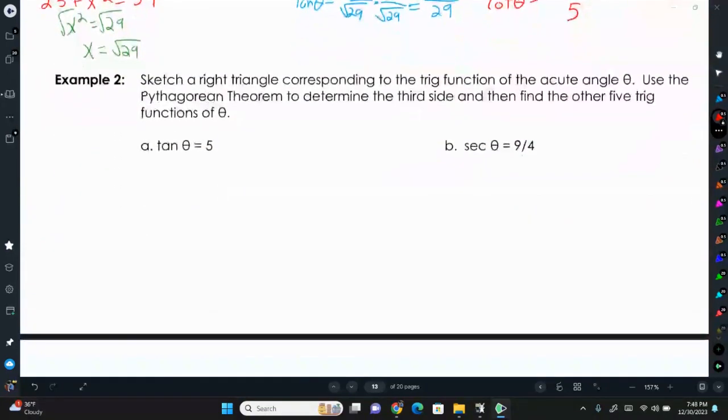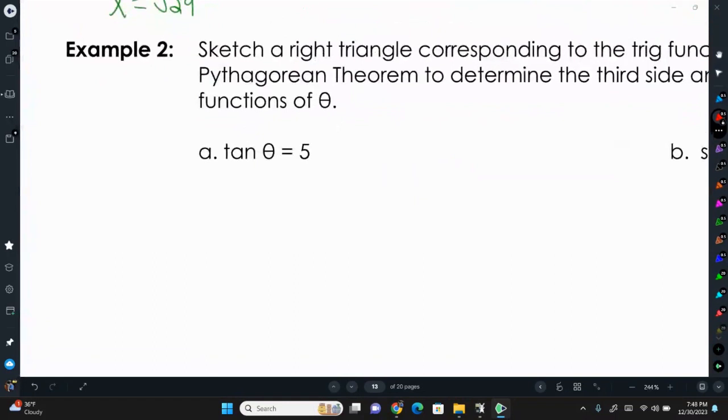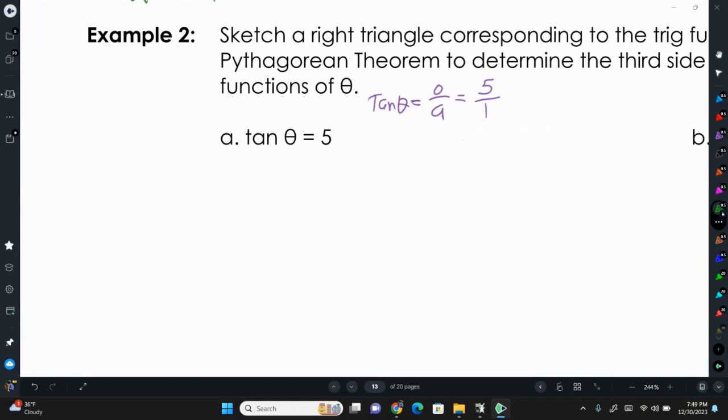Now here in this problem, I gave you a triangle and I had you find all 6. In example 2, I'm not giving you a picture of a triangle. I'm telling you that the tangent is 5. Well, we know that the tangent is opposite over adjacent. So if the tangent is 5, that means it has to be 5 over 1. And now we can draw a triangle. This is my angle. The opposite is over here. The hypotenuse is this side, across from the right angle, and this is the adjacent.